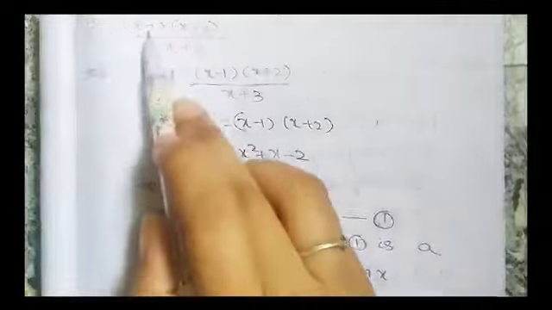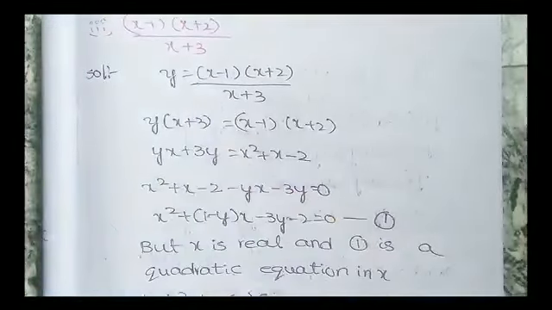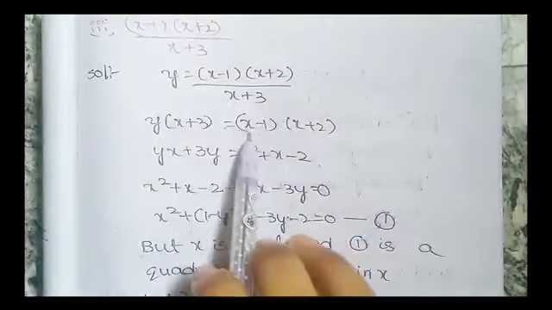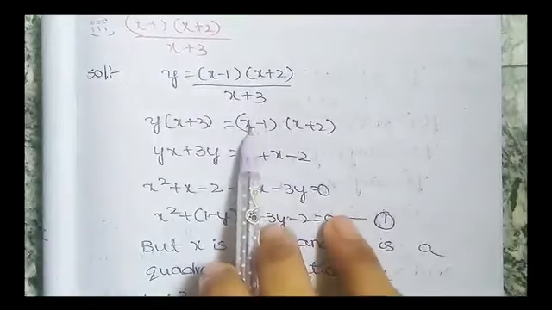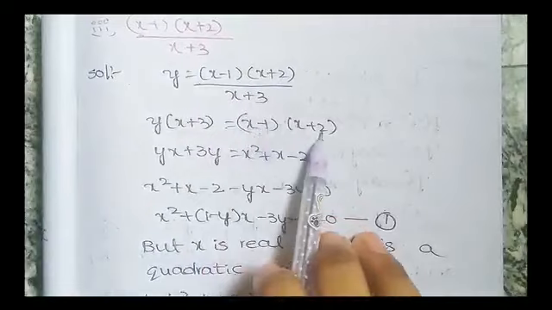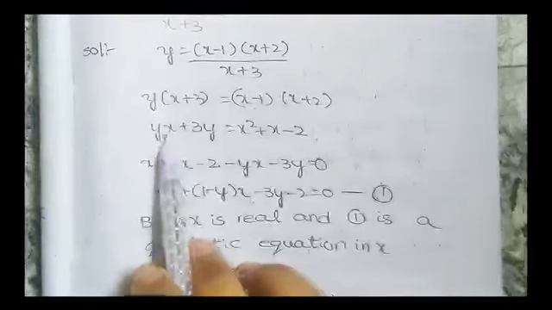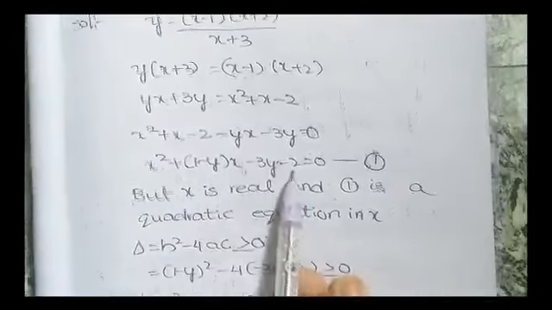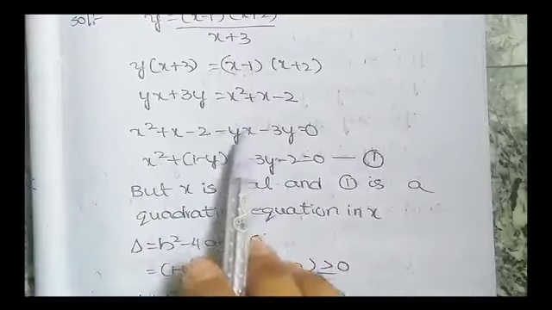And the third one is (x minus 1) into (x plus 2) divided by (x plus 3). Let us take the given expression equal to y, and after that cross multiply: y into (x plus 3) and (x minus 1) into (x plus 2). Here we will get a quadratic equation after multiplying x minus 1 and x plus 2. Now taking yx and 3y this side, they will become negative. So this is a quadratic equation after writing the x square, x and constant terms aside.